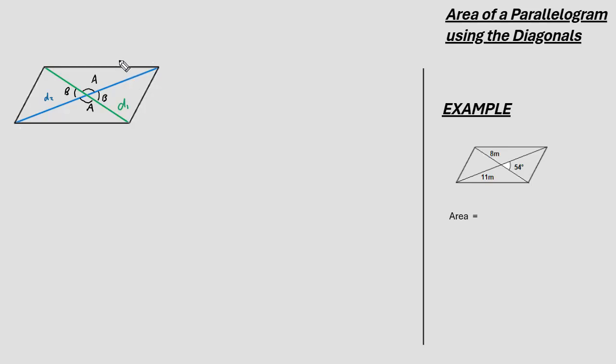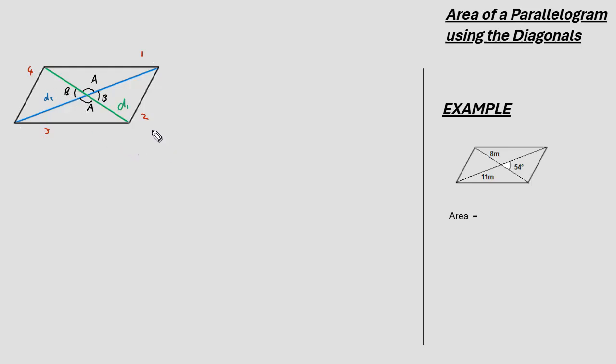And another thing to take note of is that four triangles are created inside the parallelogram by these diagonal lines. We have one triangle here, a second triangle here, a third one, and on the left we have our fourth triangle.